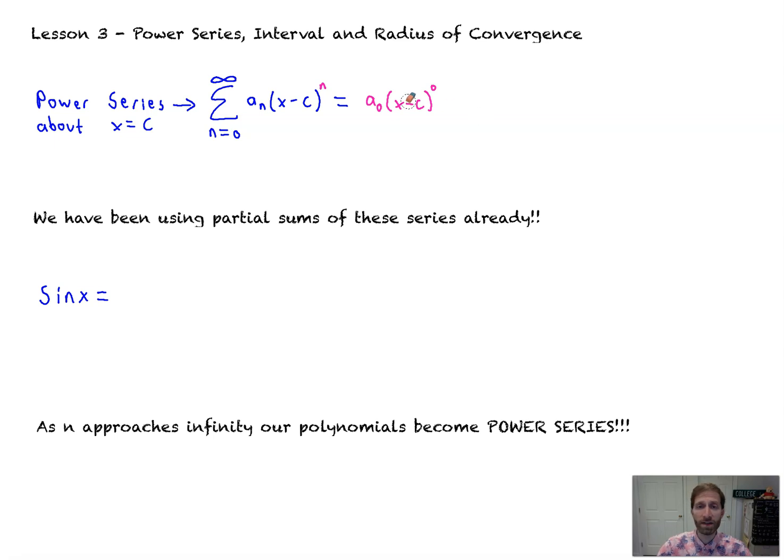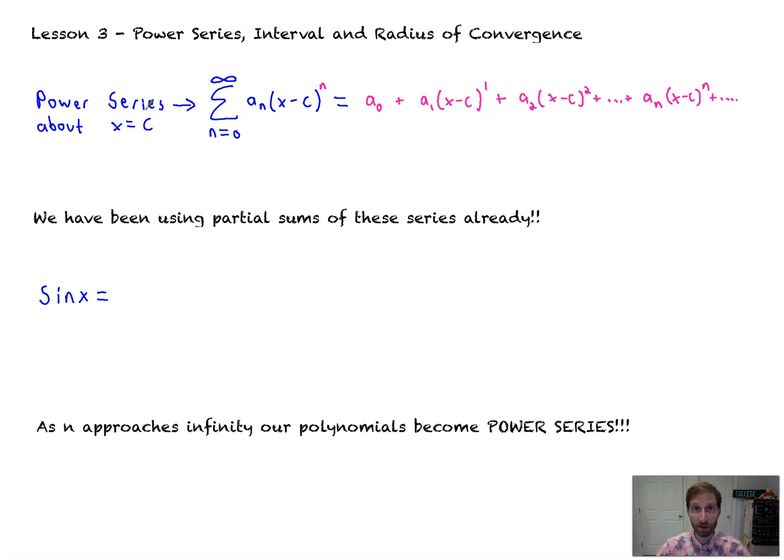So that would be x minus c to the 0th. Well, we all know that simplifies down to 1, so that goes away. And then x minus c to the 1st. So you'd have a sub 1 times x minus c to the 1st plus a sub 2 times x minus c to the 2nd plus dot dot dot plus a sub n times x minus c to the nth power, and it keeps on going on and on like that. So it's an infinitely long polynomial. We've seen some of those before, but we're just giving it the blanket name of power series.